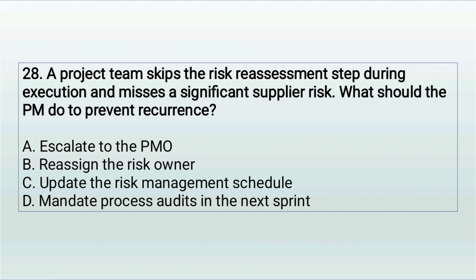28. A project team skips the risk reassessment step during execution and misses a significant supplier risk. What should the PM do to prevent recurrence? A. Escalate to the PMO. B. Reassign the risk owner. C. Update the risk management schedule. D. Mandate process audits in the next sprint.